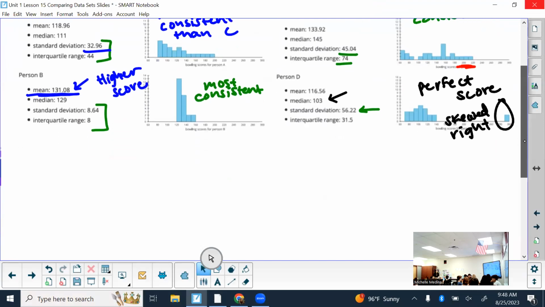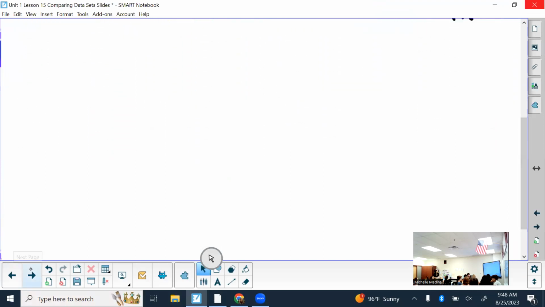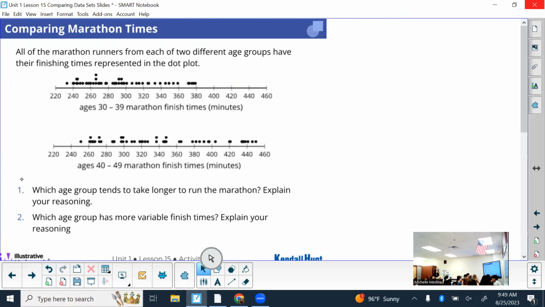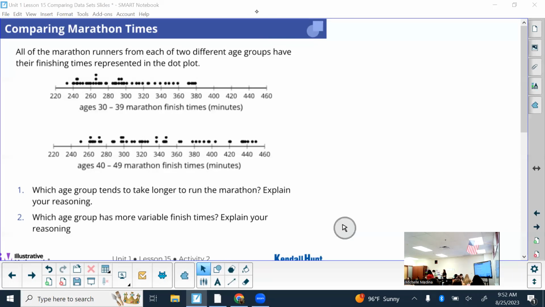Okay, so first test style question, if you will. You're going to answer this on your paper. The marathon runners from each of two different age groups have their finishing times represented in the dot plot. You're going to figure out in your groups which age group tends to take longer and which one has more variable finish times. Since that's 2 questions, I'll give you 2 minutes. The longer this takes is just 2 questions. You shouldn't take this long.